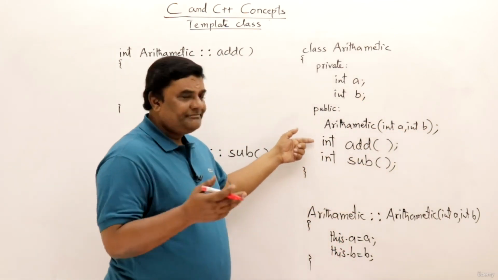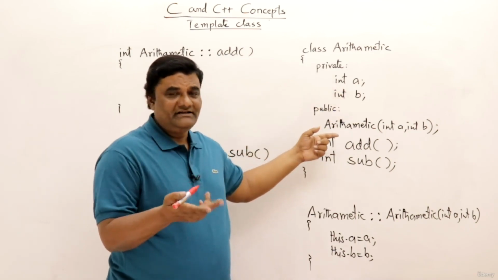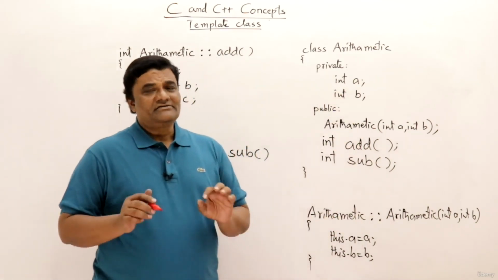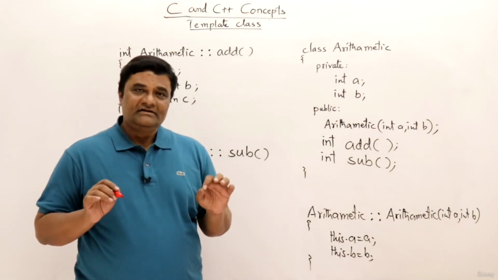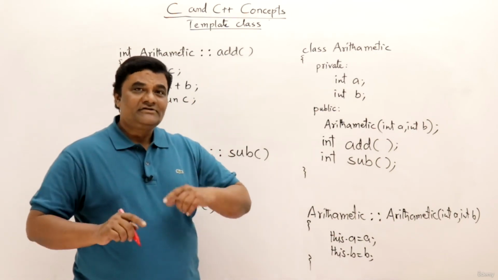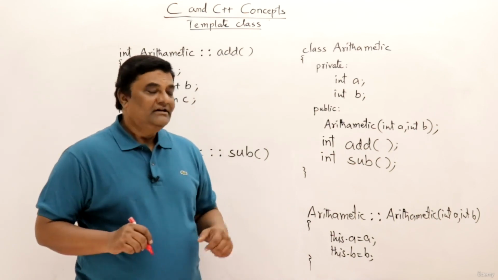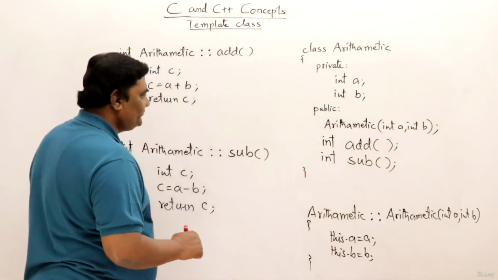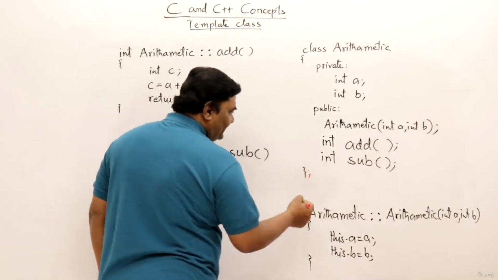Then I have just two simple functions for adding those two numbers and returning the result, and subtracting those two numbers and returning a result. So this is a simple arithmetic class, right? So that we can focus on the template. Now next, here I have implemented all these functions outside the class using the scope resolution operator. This is the end of the class.